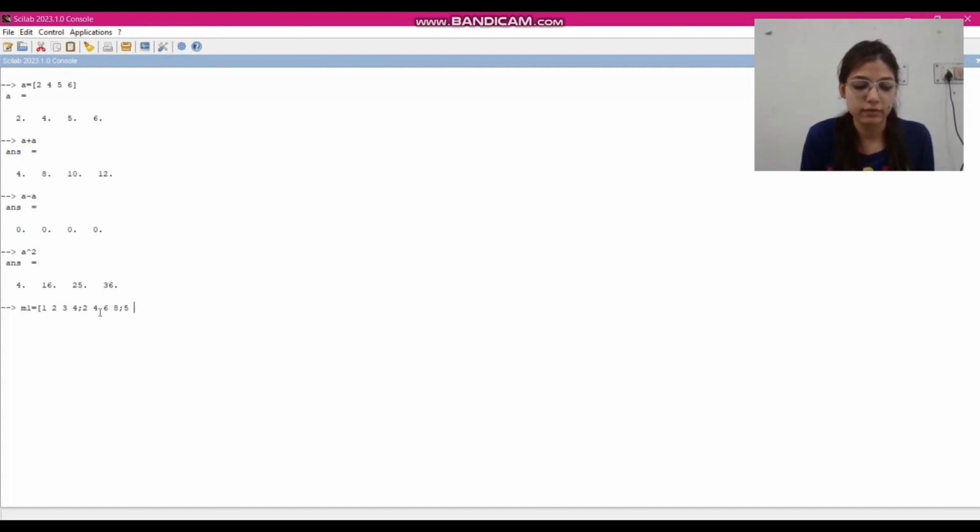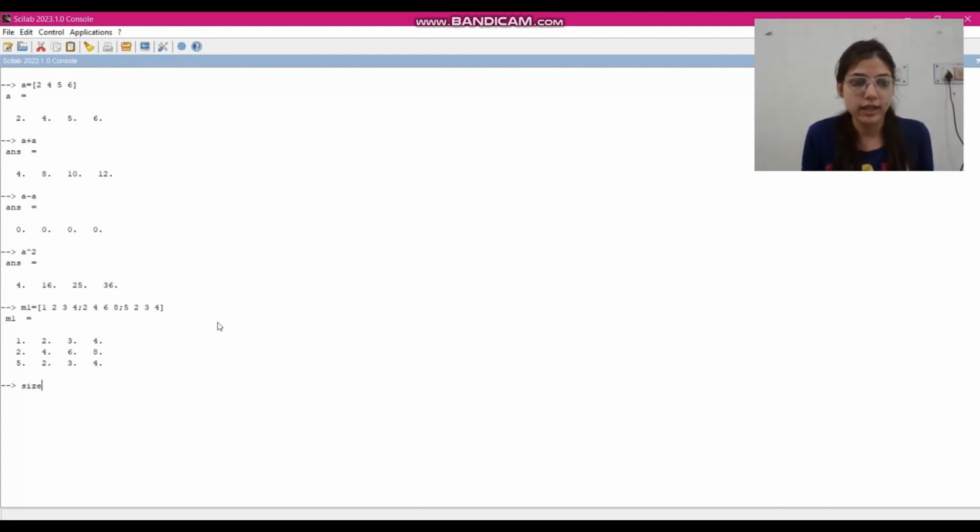So we'll get 5, 2, 3, 4, and entering it. See, we got 1, 2, 3, 4; 2, 4, 6, 8; 5, 2, 3, 4. This is the 3 cross 4 matrix. How do we know that this is a 3 cross 4 matrix? 3 cross 4 means we have 3 rows and 4 columns. These are the rows and these vertical lines are the columns. So we have 4 columns and 3 rows. This is the 3 cross 4 matrix.